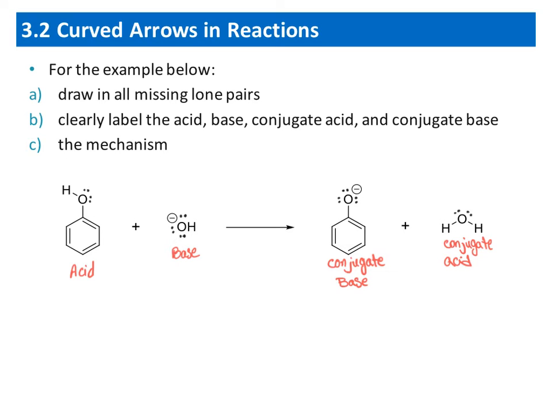Now, to draw the arrow pushing mechanism. We know that in an acid and base reaction, the base always attacks the acid. So the lone pair on the base attacks the proton on the acid, and this bonding pair goes to the next atom, which is oxygen, to form the phenoxide and water. So this is how you can show the movement of electrons and draw the mechanism in this equation.